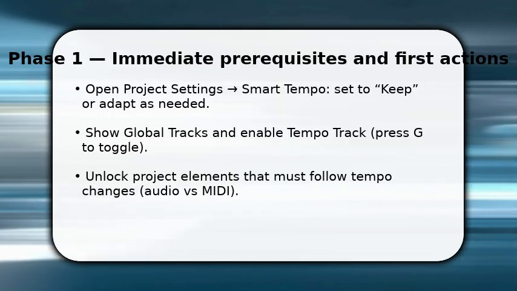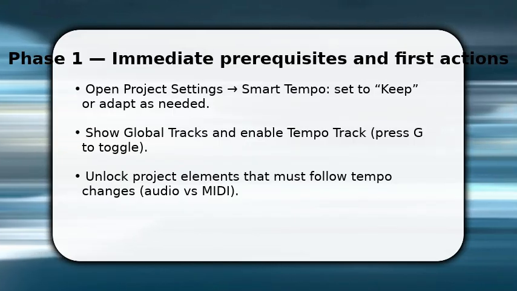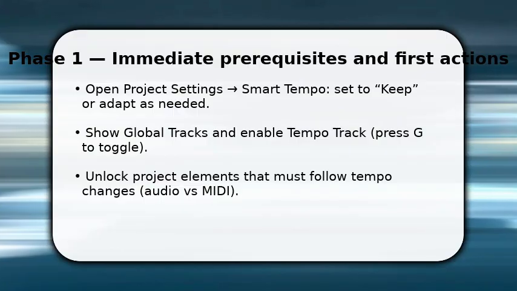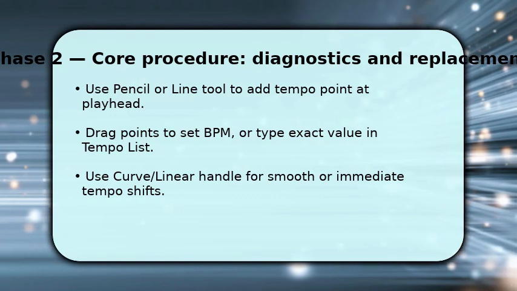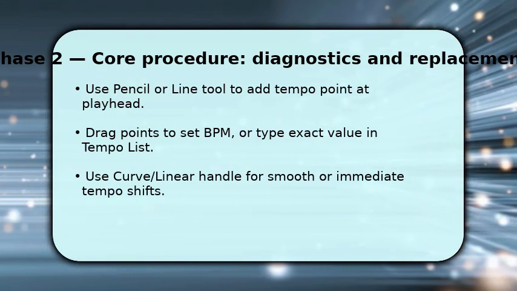Make sure MIDI regions are set to follow tempo and convert or flex audio if you want it to follow tempo changes. You're starting mid-song, so position the playhead where the first tempo change should occur, and keep regions unlocked that must. You add tempo changes directly on the tempo track with the pencil or line tool.